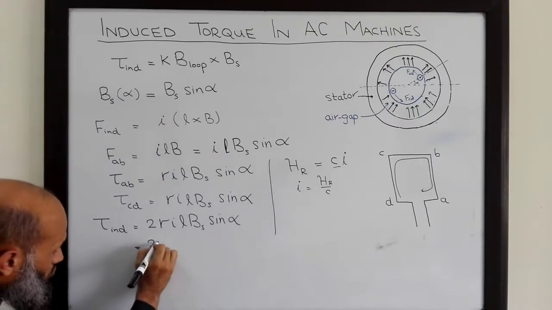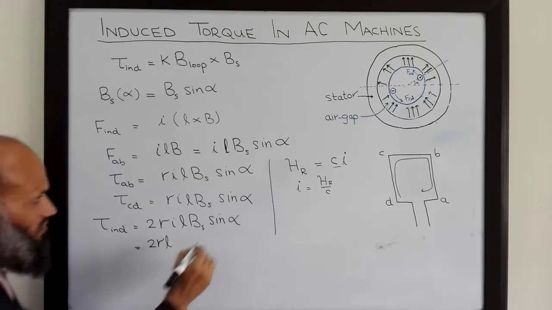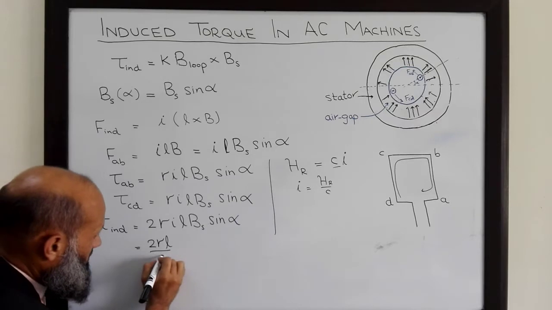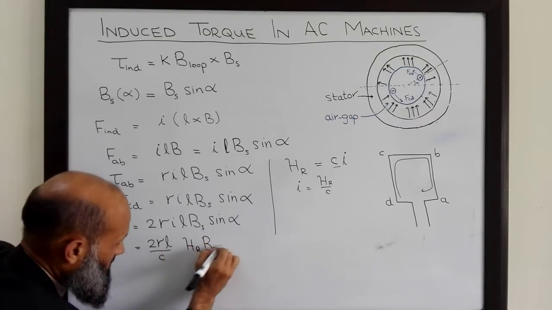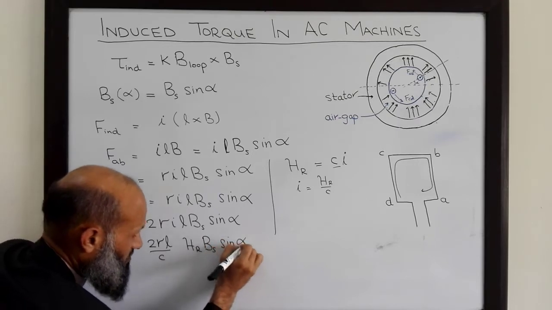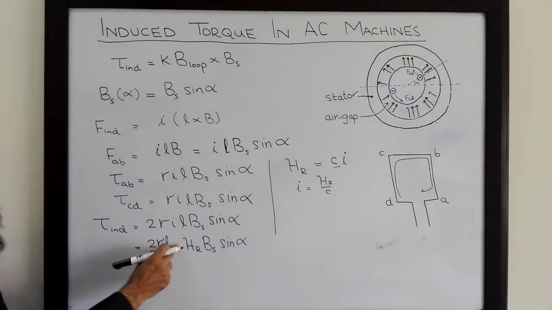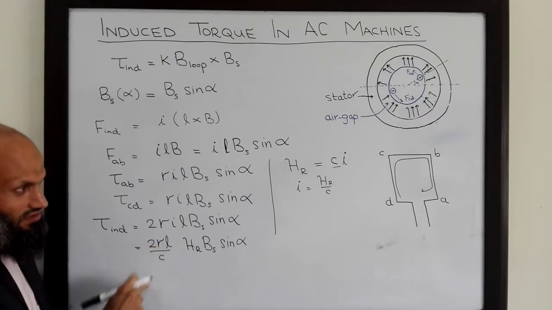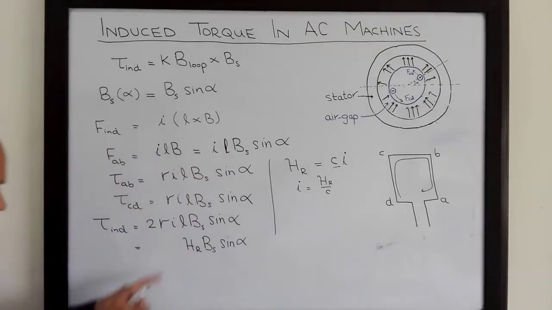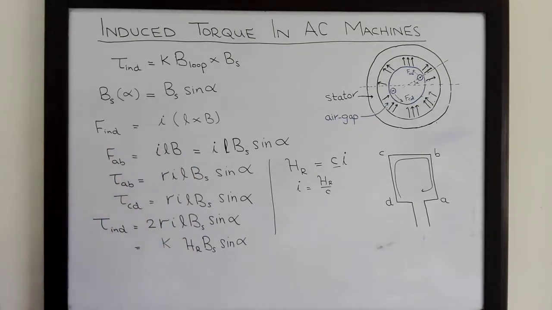We have 2R multiplied by L divided by C, HR, Bs sine alpha. Once this machine is designed, all these things are constant. R is constant, L is constant, C is constant. We write all these constants by this K.